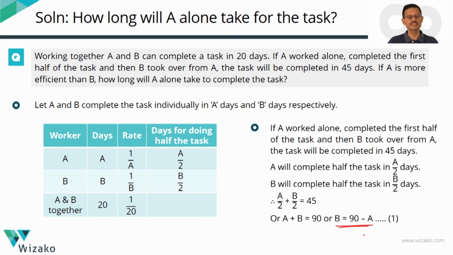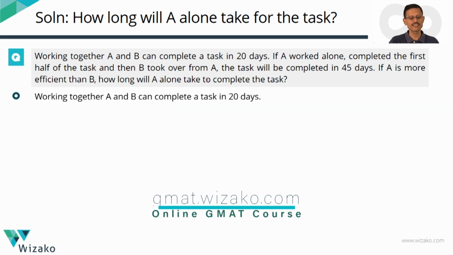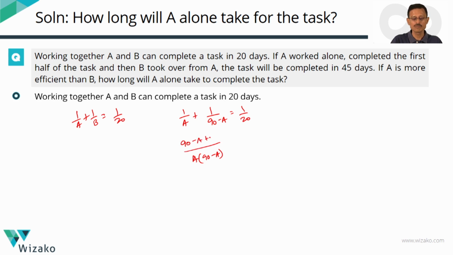Now let's move to the first sentence. First sentence says that A and B working together can complete a task in 20 days, which essentially translates to the fact that 1 by A plus 1 by B is equal to 1 by 20. This is something that we know. Now let's replace this B as 90 minus A. So this is 1 by A plus 1 by 90 minus A is equal to 1 by 20. So A into 90 minus A becomes our denominator. And the numerator is going to be 90 minus A plus A. This is equal to 1 by 20. A gets cancelled with A. Let's cross multiply it and solve this.